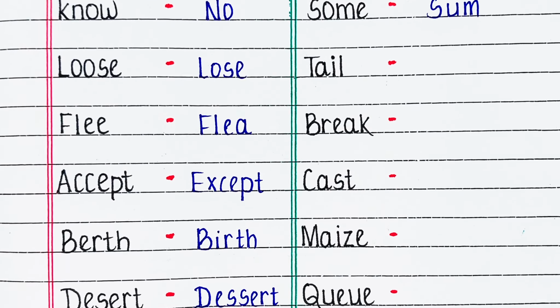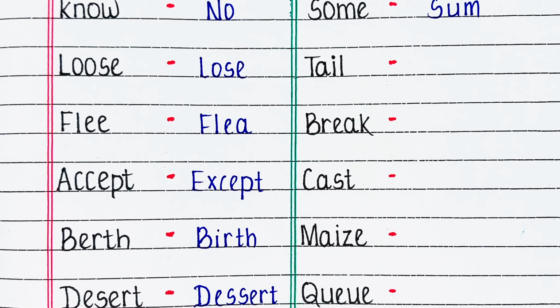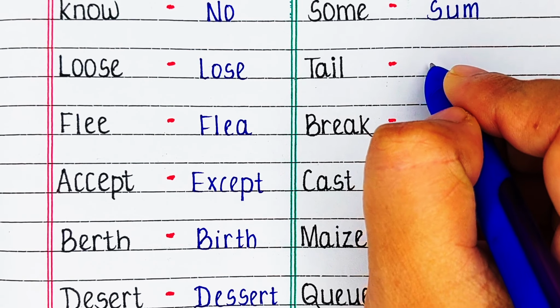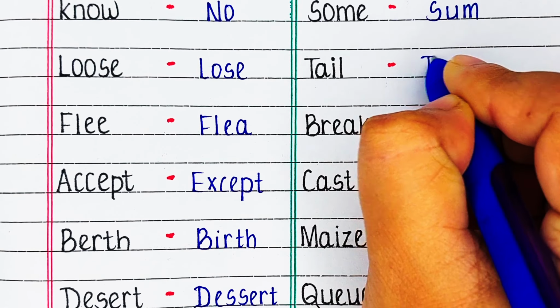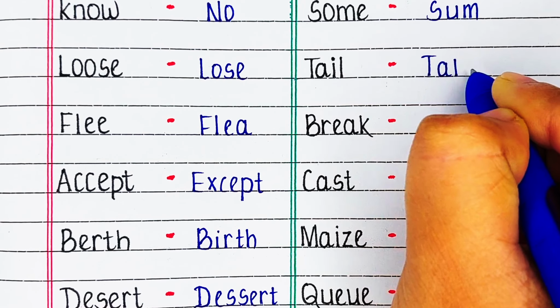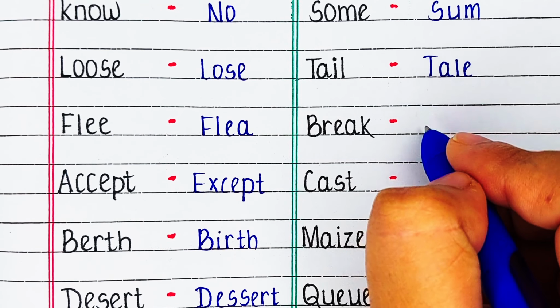Next pair of confusing words, tail. TAIL means to follow closely, or if it is used as a noun, it means the end of an animal, whereas TALE means a story or narration.